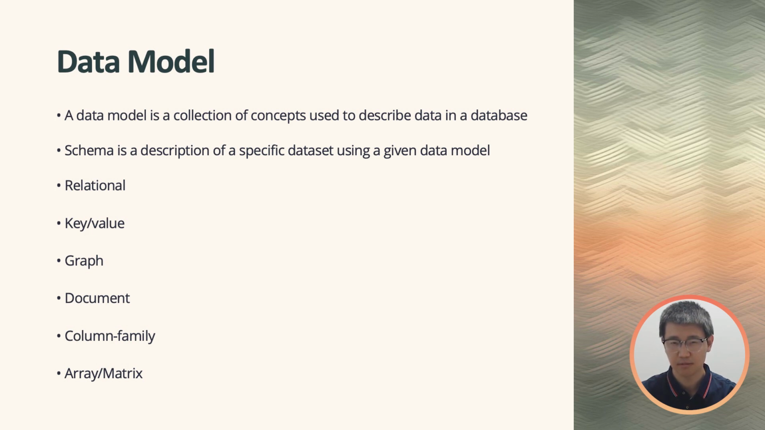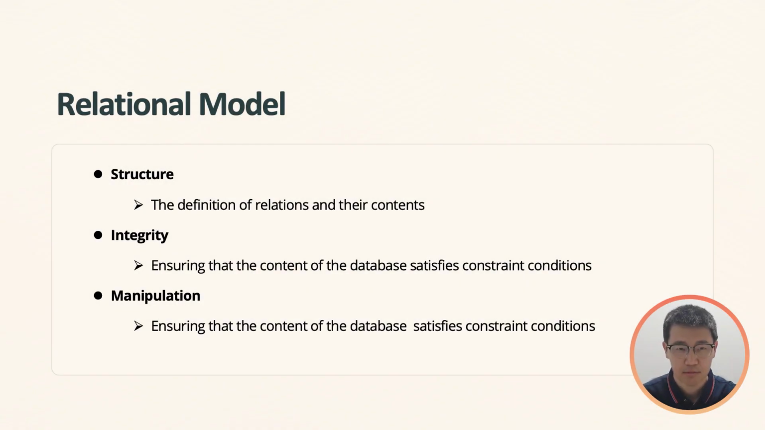There are various data models, such as the relational model proposed in 1970, which forms the basis of many relational databases like Oracle and DB2. Other models include key-value stores, graph databases, and document databases, each tailored to specific data storage needs. We'll primarily focus on the relational model in today's discussion, exploring its characteristics and construction methods. Let's dive in. The relational model has three main characteristics.